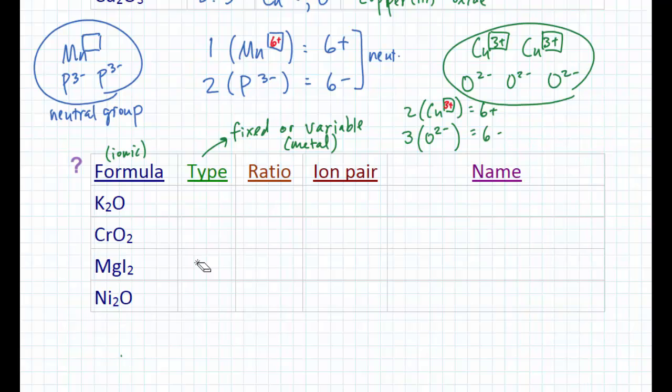Once you start getting some names, compare them with your neighbors. See if you got the same thing. Remember, only the variable ones will have a Roman numeral. And the variable ones need the Roman numeral to show what the charge is.